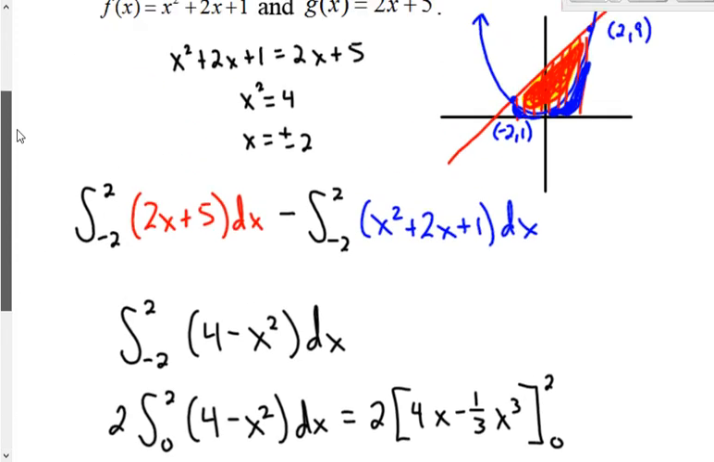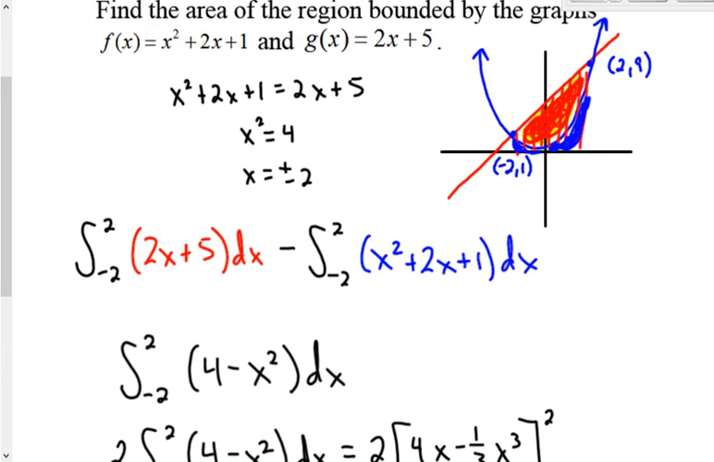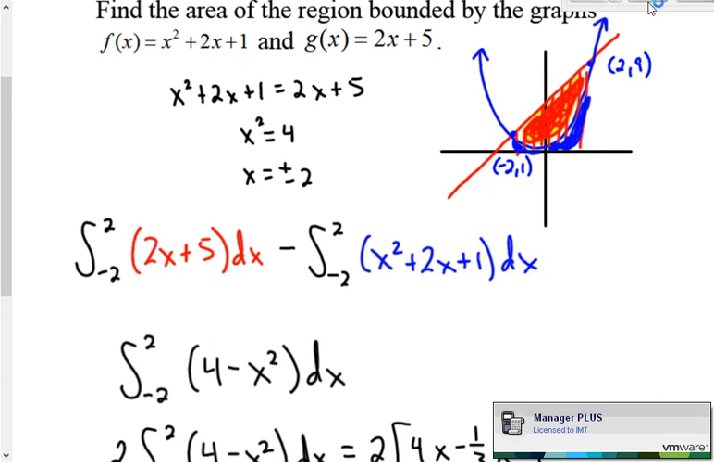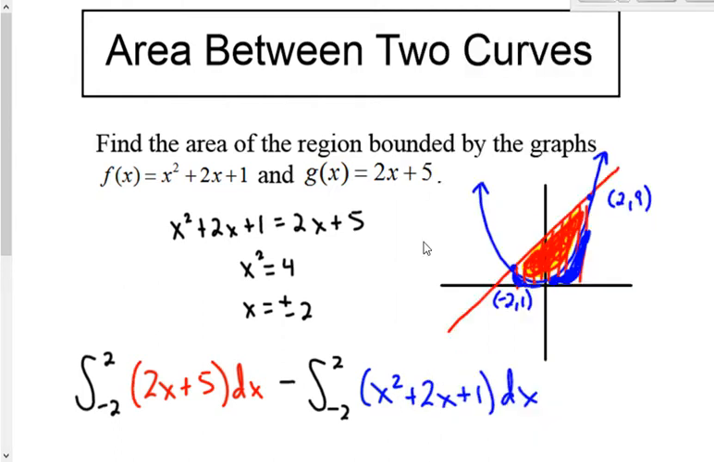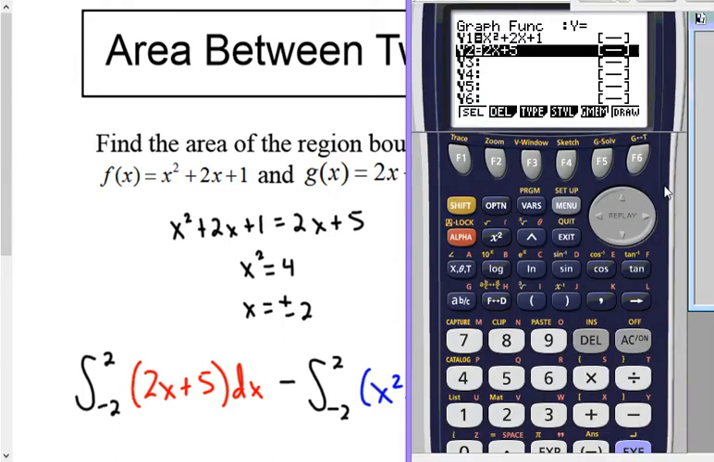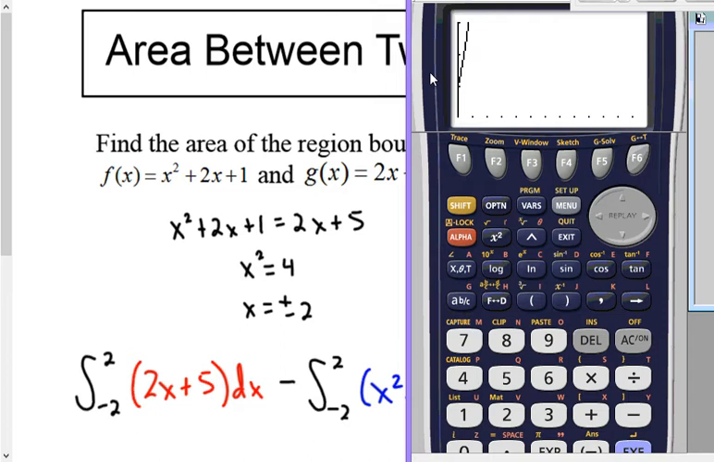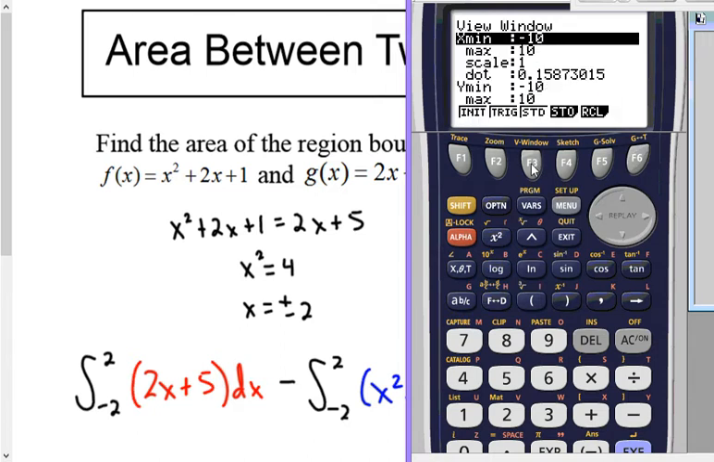Okay, now just out of curiosity, I want to see how good my graph was here. So I'm going to pull up my calculator. All right, so I went into the y equals the graph of my calculator. I put x squared plus 2x plus 1 in y sub 1, 2x plus 5 in y sub 2. I'm going to graph it. Got a different window from what I've done before, so I'm going to hit viewing window, go to standard window, and graph this.